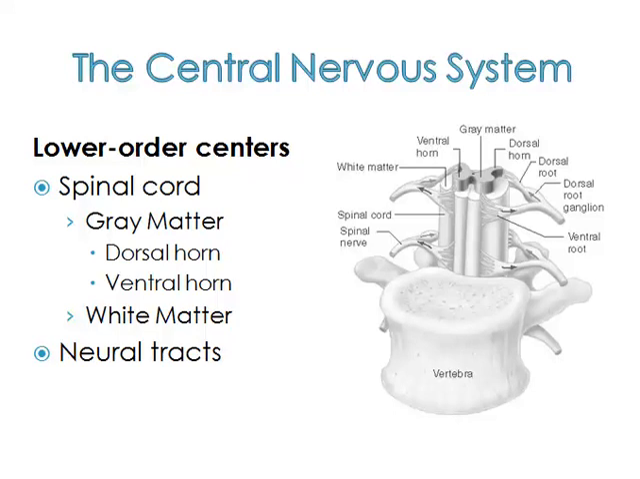So the lower order centers comprise the spinal cord and neurons that are projecting out from the spinal cord, things like neural tracts that are within the cord and then project out through the peripheral nervous system. So just a review of the components of the spinal cord. You have two different types of tissue within the spinal cord. You have what's called gray matter as well as white matter.